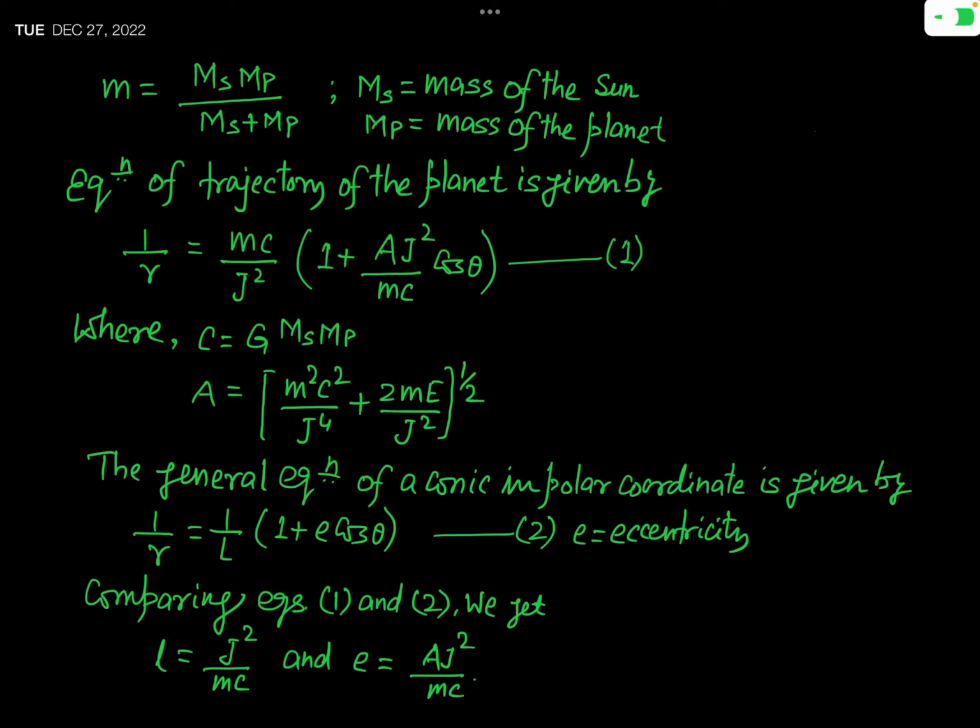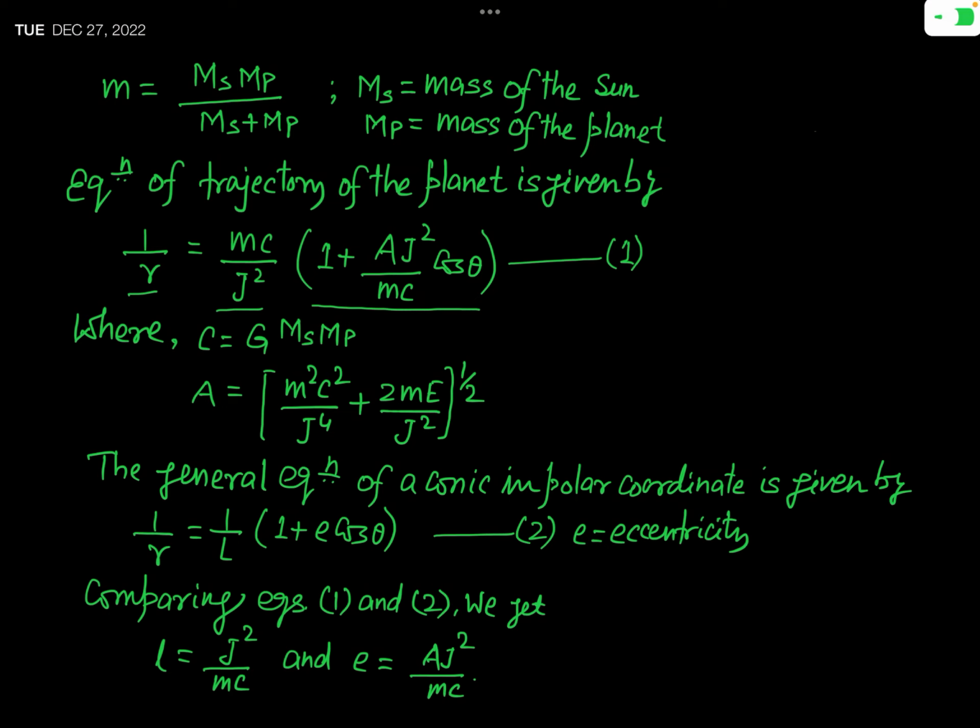That is 1 over r equal to mc by j square times 1 plus a j square cos theta over mc. Can you recognize this equation? You should recognize it because you have studied this equation in the previous lecture when we were discussing actually the motion of a particle in an attractive central force field obeying the inverse square law.